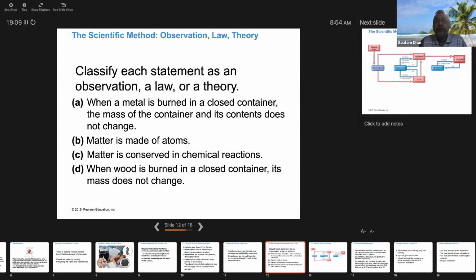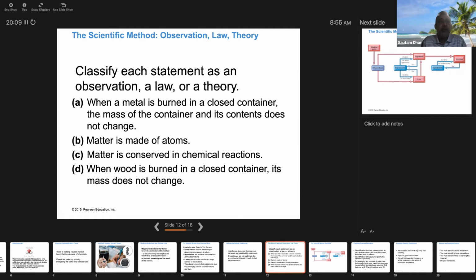So do you think that's too many? Just a metal. So that's observation, right? That's observation because you observed it in your lab that this happened. Now, if you look at D, when wood is burned in a closed container, its mass does not change. It's the same idea as the metal, it's the observation. Or whenever you do a chemical reaction, total mass does not change.